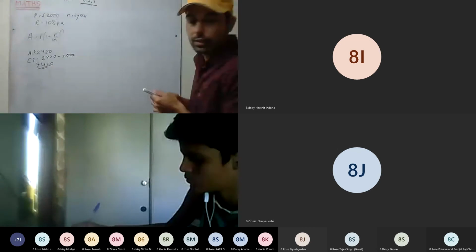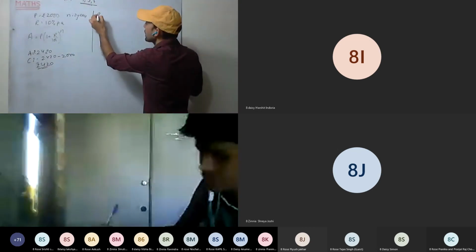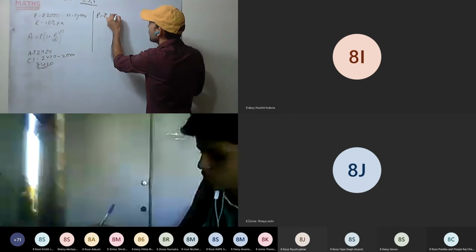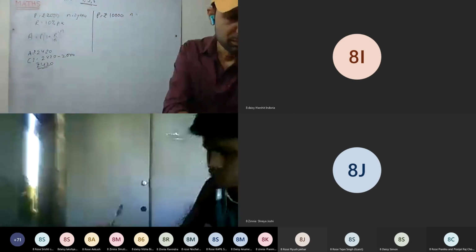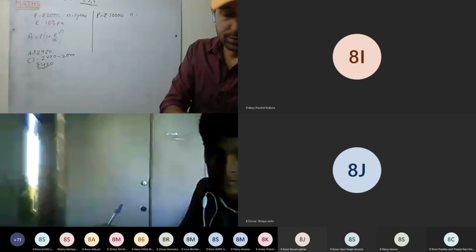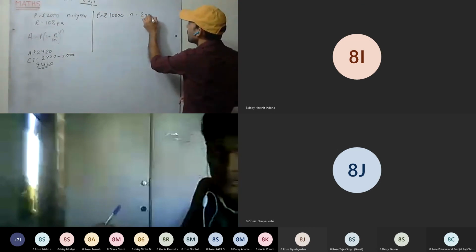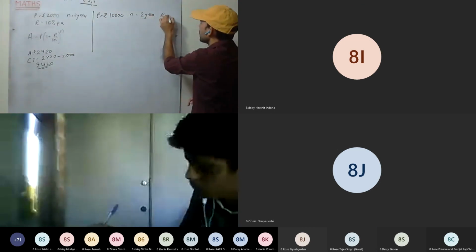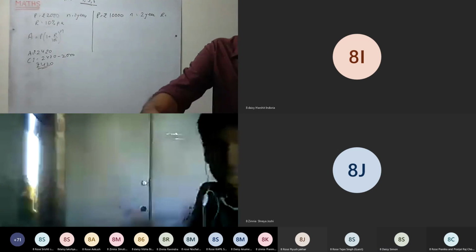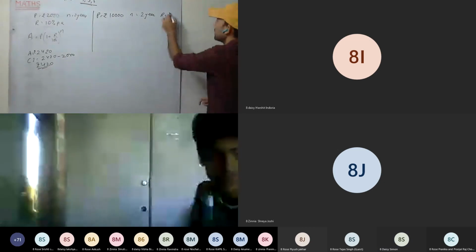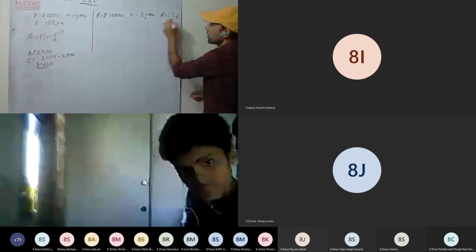So in the third question, principal is how much? Rupees 10,000. N is given how much? 2 years. And the rate? 6%. 6% per annum.